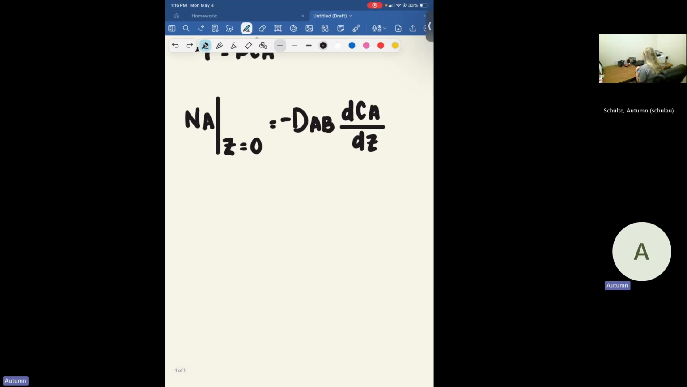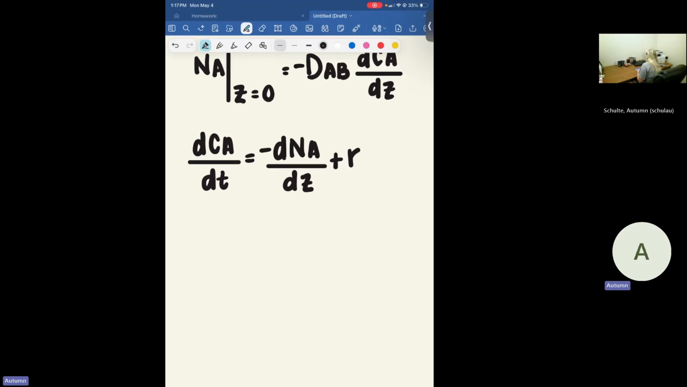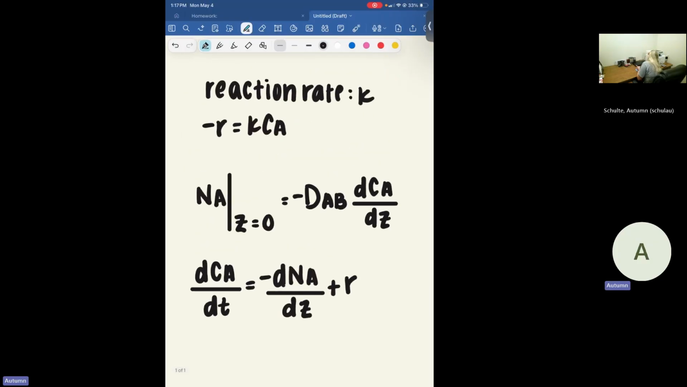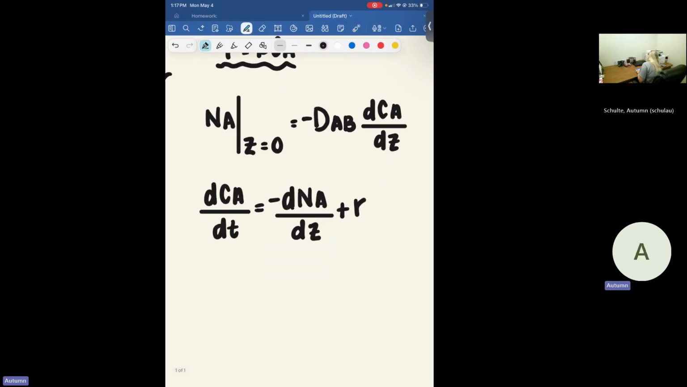Okay, so now we can create an equation that is based off of this expression right here. That is going to be the derivative of the concentration of species A with respect to time is equal to the negative derivative of the molar flux of component A with respect to position plus the actual reaction rate R. We already evaluated what R is, so let's plug that in down here.